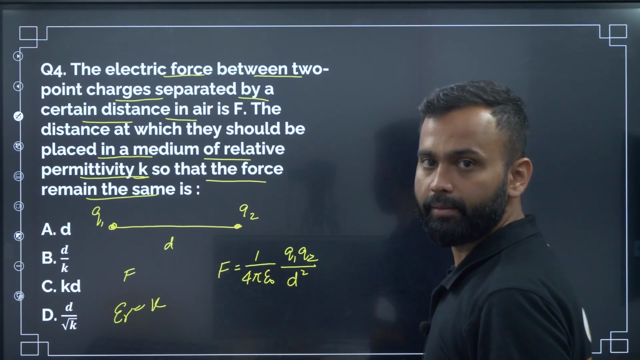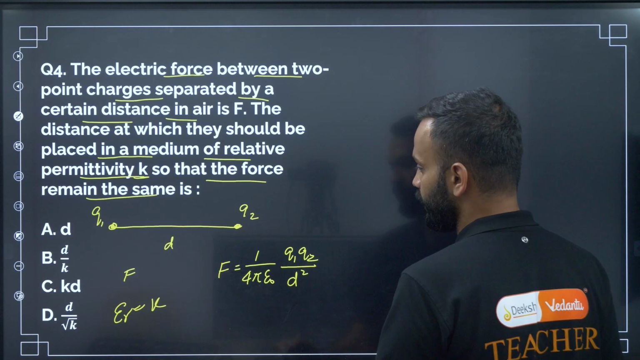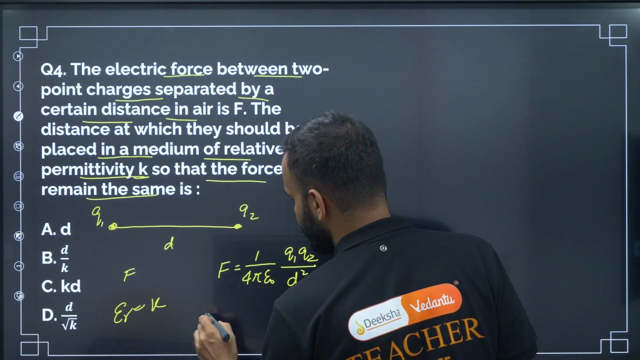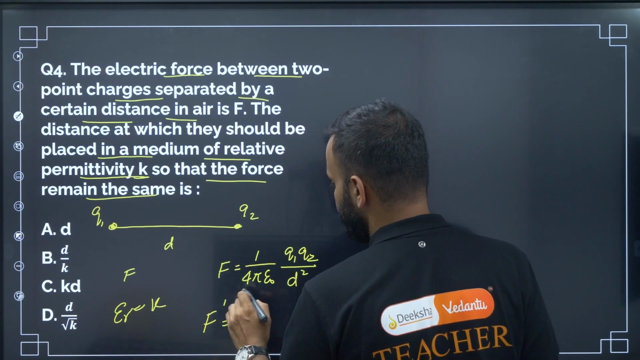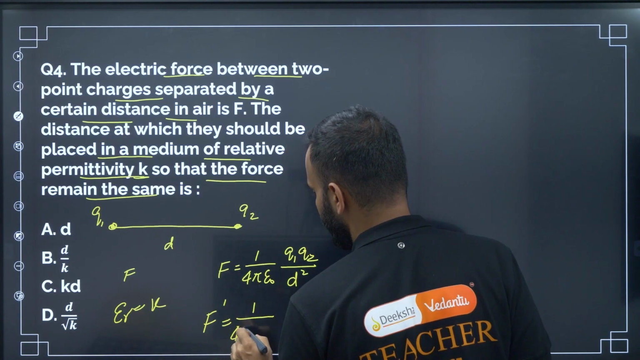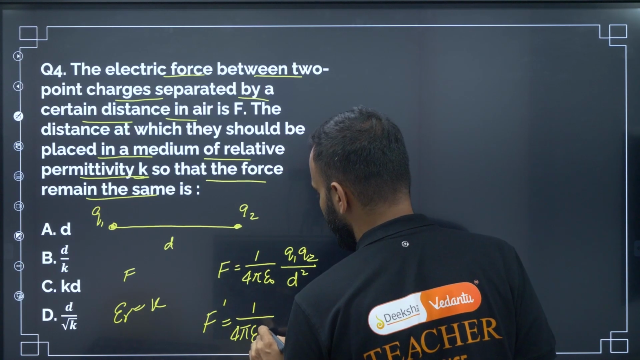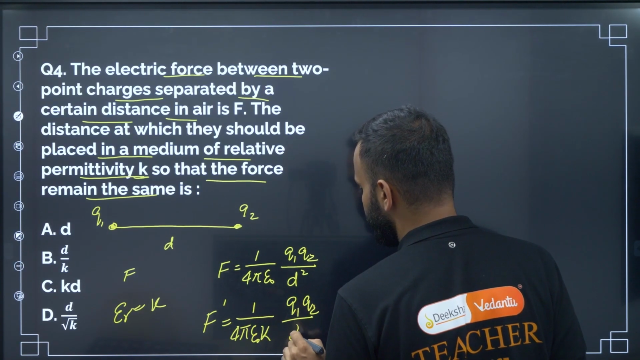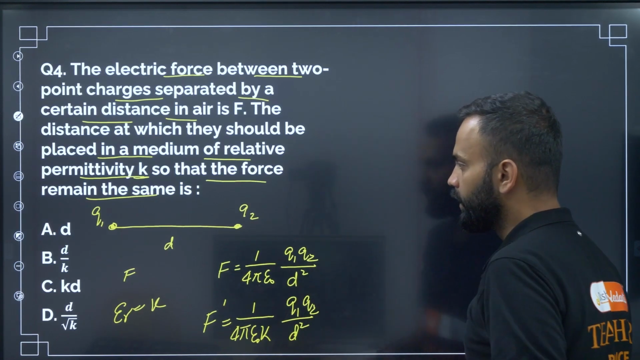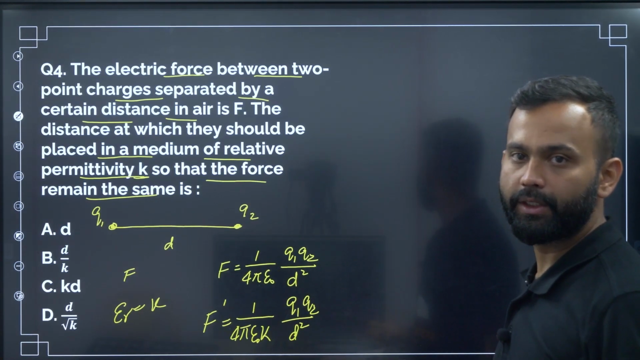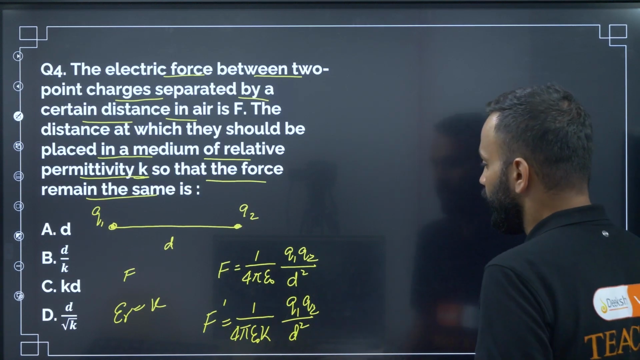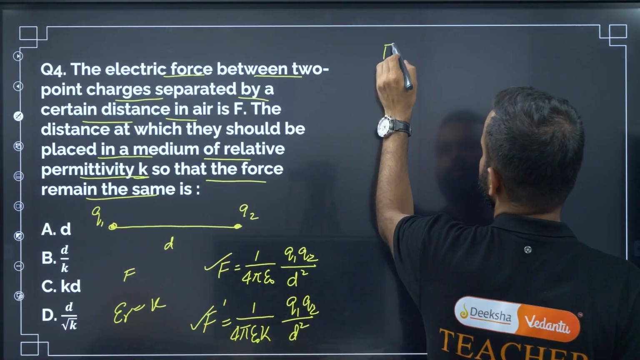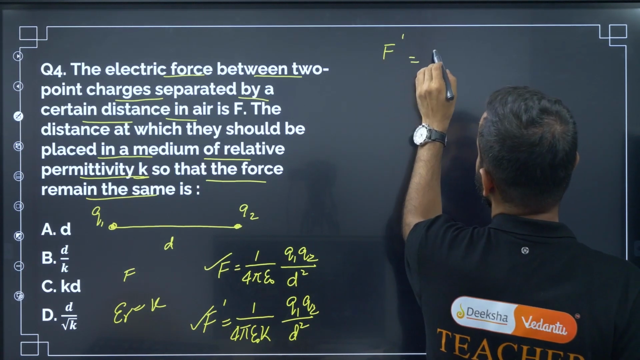The force remains the same, right? So we need to find the new distance. F dash is equal to 1 divided by 4 pi epsilon naught into K Q1 Q2 divided by d square. This is the force between the two charges when placed in a medium. Here the force is the same, F dash is equal to F.